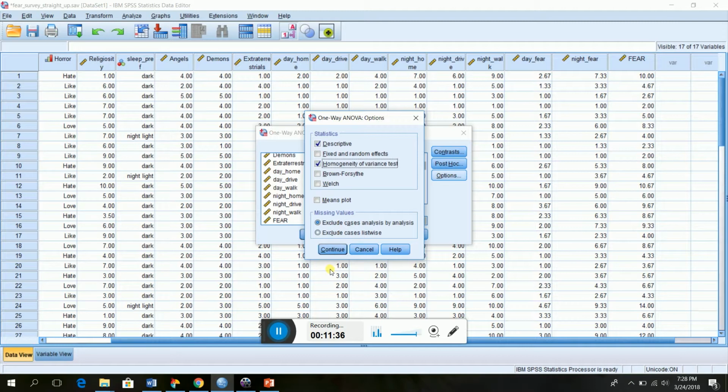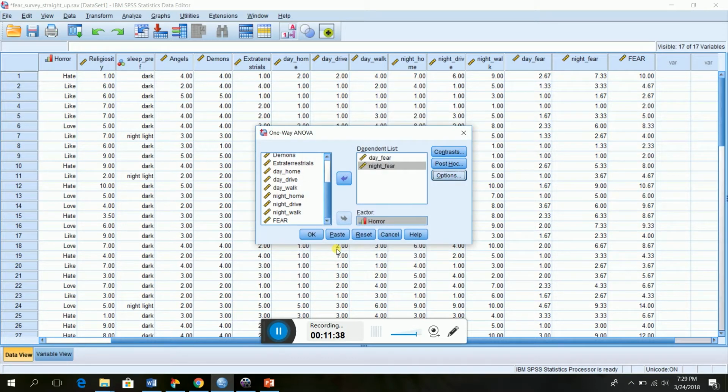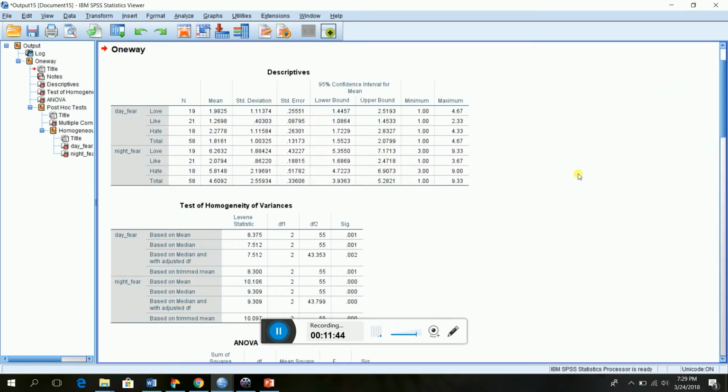All right. So the first box tells us a bunch of descriptive statistics for the love, like, and hate groups during the day. So their daytime fear scores, their mean, standard deviation, standard error of the mean, the confidence interval, and whatnot. And we also have the same information for love, like, and hate groups during the nighttime fear, in the night condition. All right, scroll down.